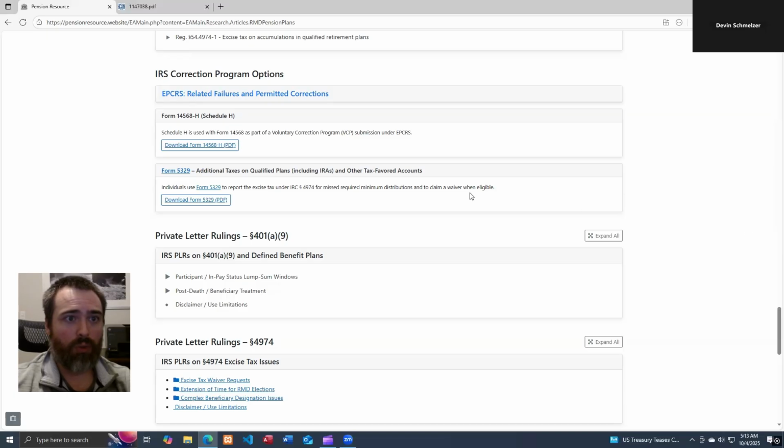Note that there are two issues around missed required distributions. You have the excise tax on the participant, and you have the disqualification of the plan. So there are two separate issues. The plan must pay its RMDs, and the participant must pay the excise tax. For the qualification issue, the plan can generally self-correct if it is an insignificant issue, or if it is classified as a significant one, you can submit via the VCP to correct that qualification defect.